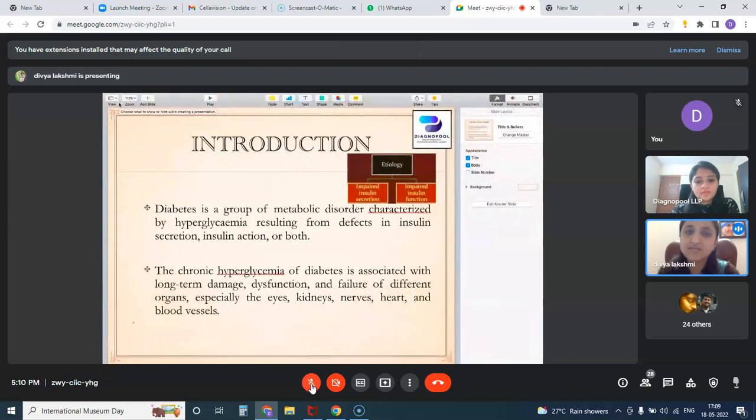So what is diabetes? Diabetes is a condition where there is increased blood sugar, that is hyperglycemia, which occurs because of a defect in insulin secretion or a defect in insulin action. So it should be corrected and it should be diagnosed at the appropriate time. Otherwise, it can lead to chronic hyperglycemia, which can affect the eyes, kidney, nerves, and other important organs.